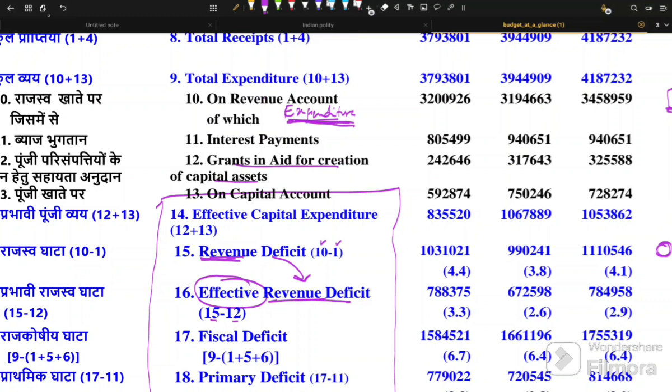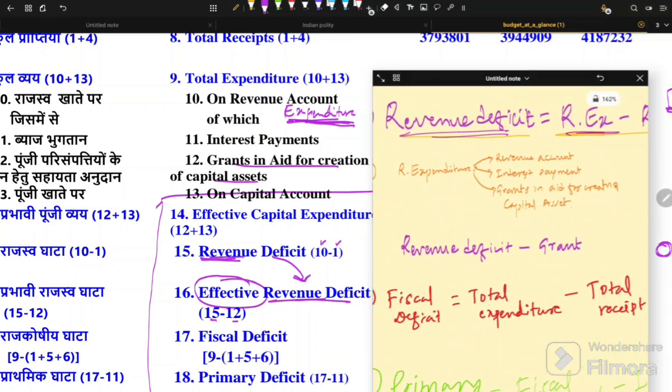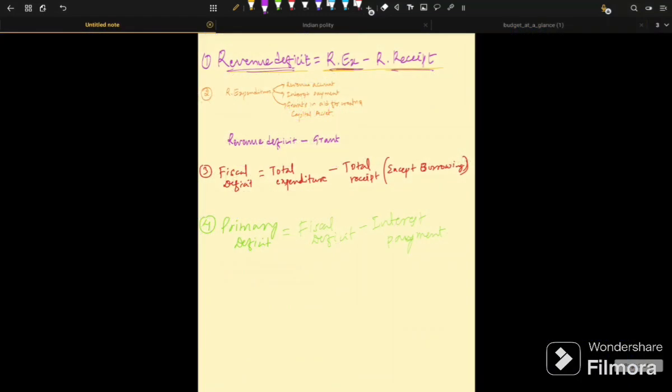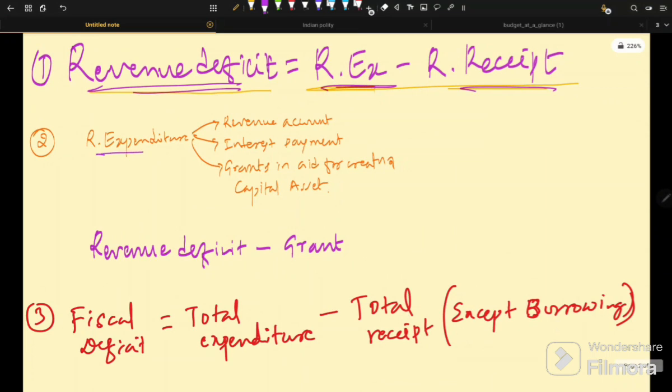We have to know something here. Okay, see, I think this is visible. Yeah, visible. Revenue expenditure has three things.